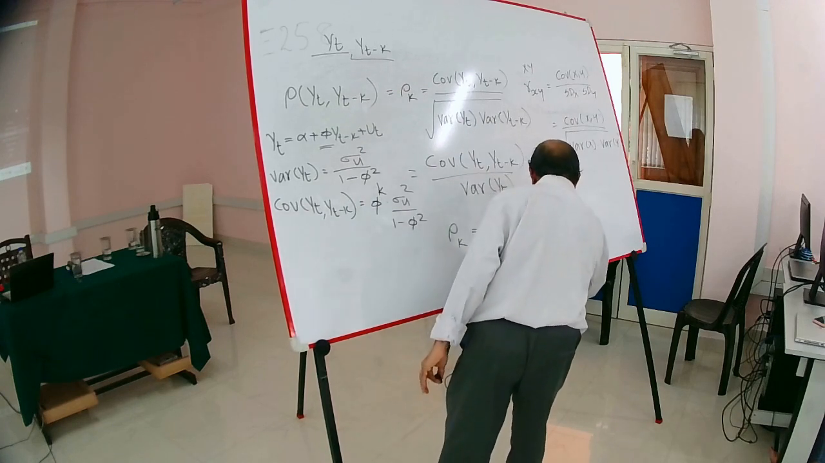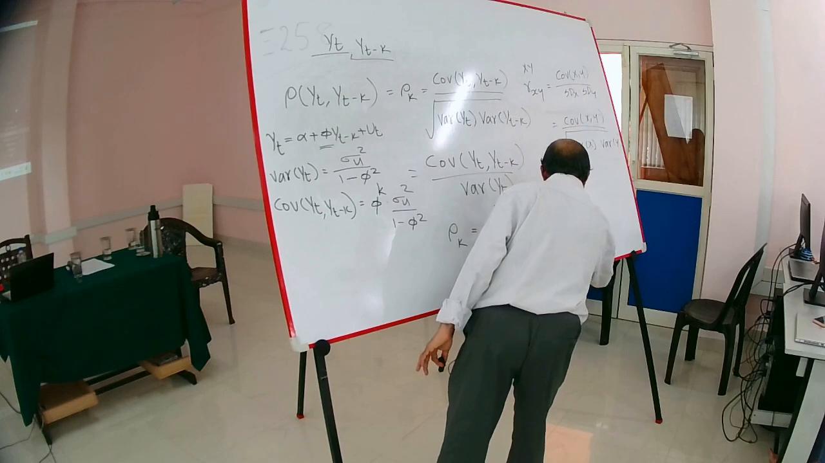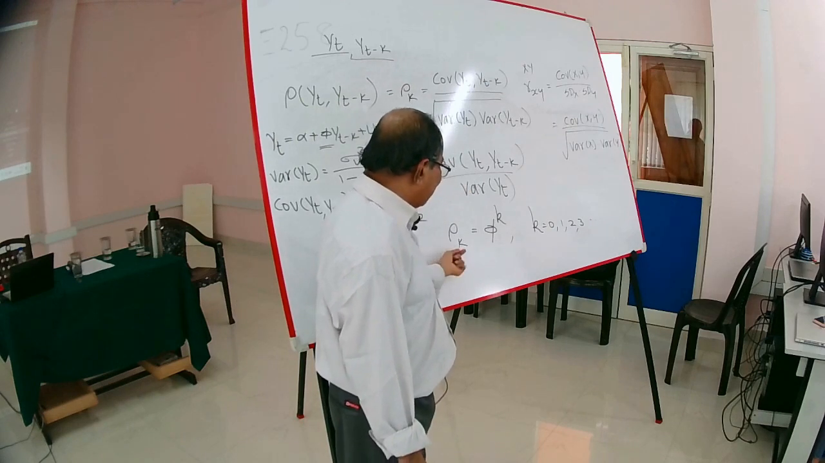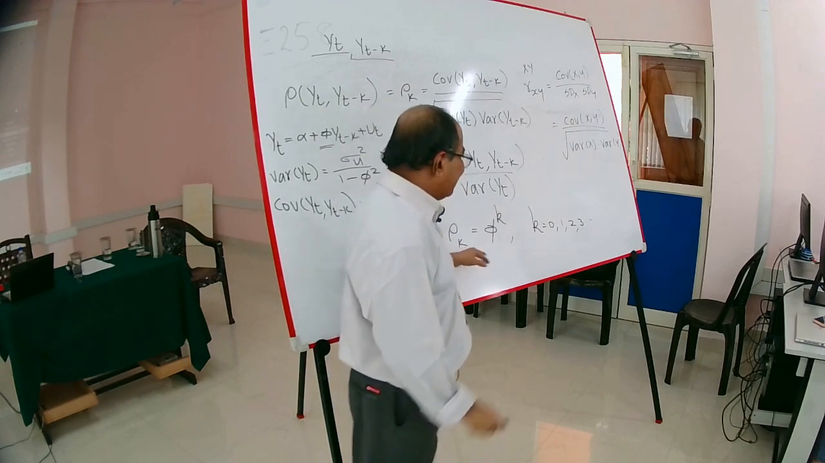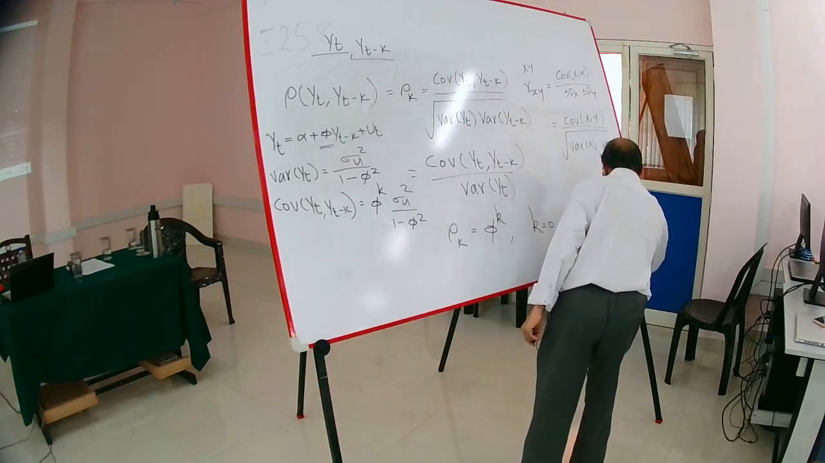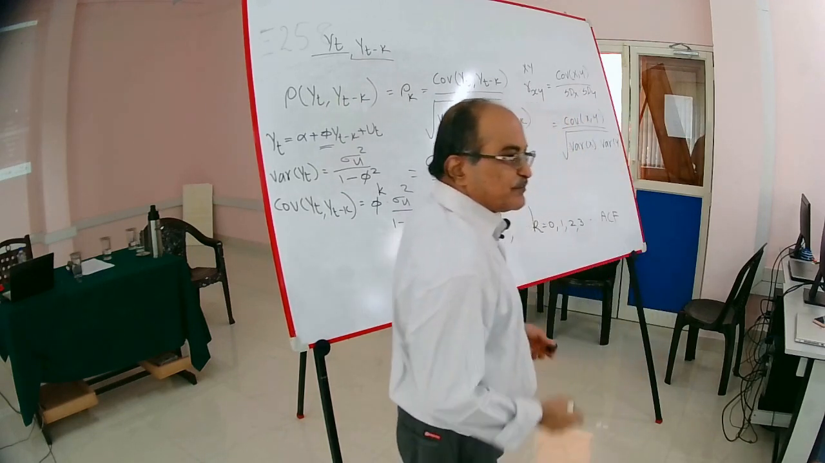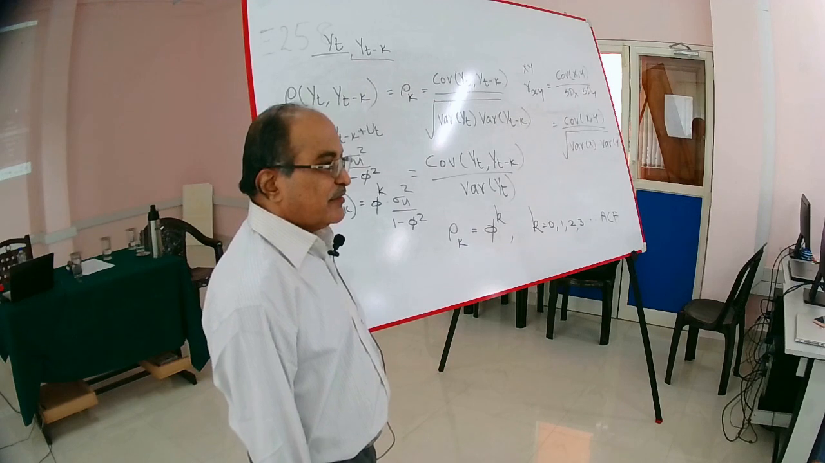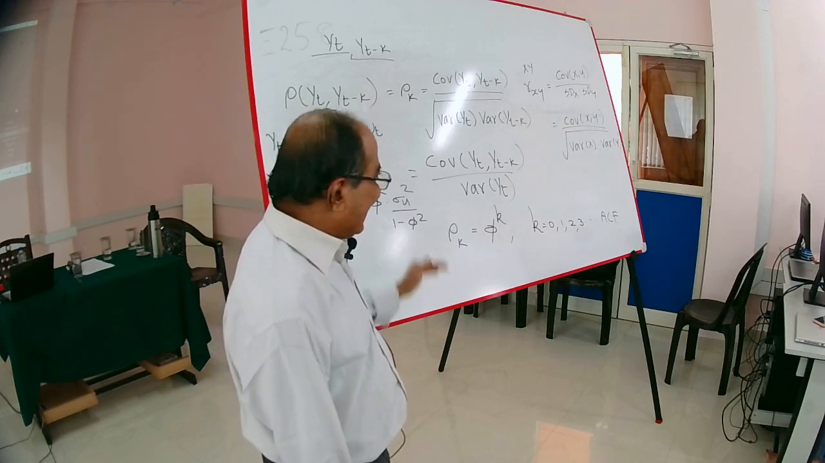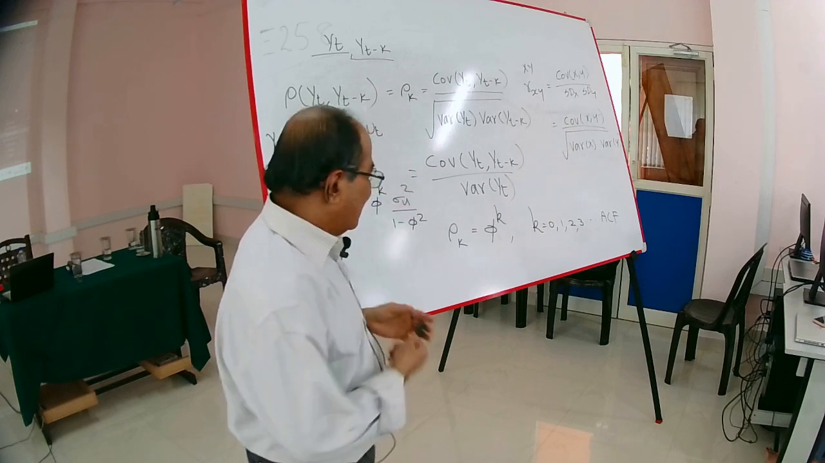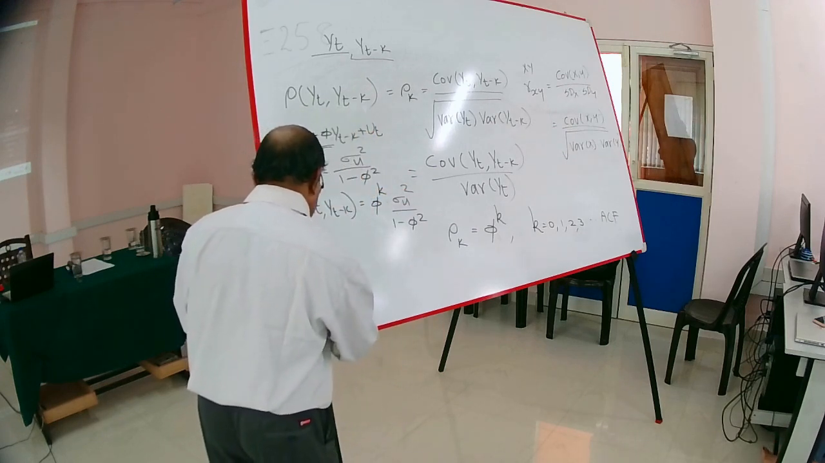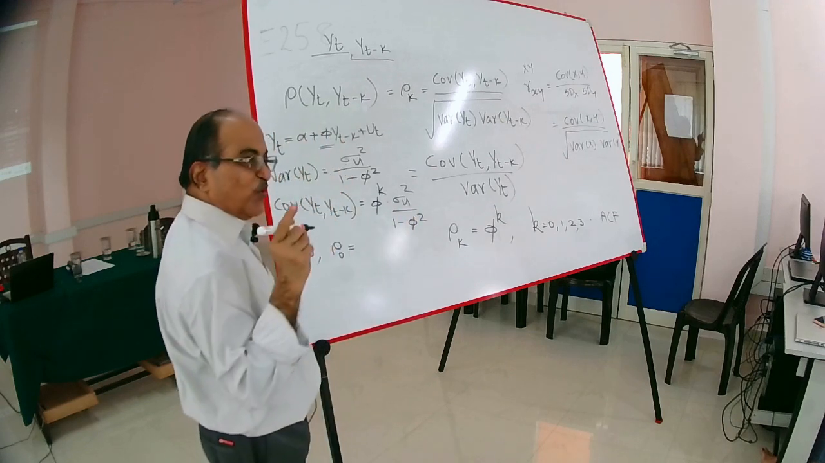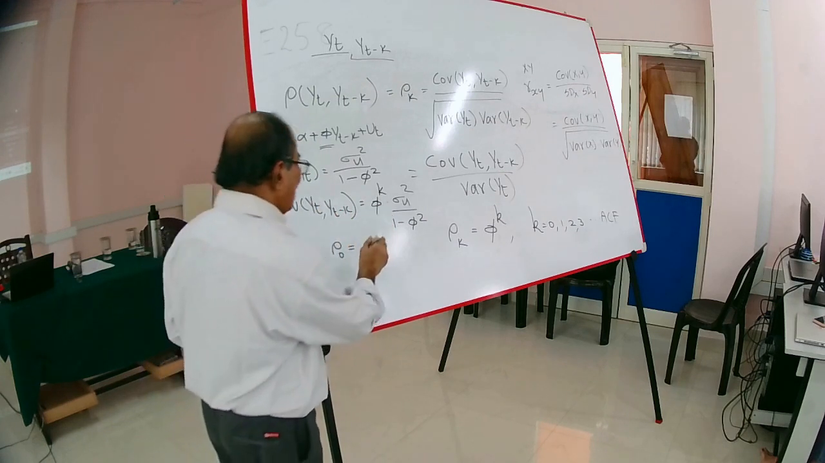And what is k? k is equal to 0, 1, 2, 3 and so on. That is, the autocorrelation coefficient is a function of the lag k. This is the autocorrelation function, ACF, for the first order autocorrelation. Phi power k. So if k equals 0, what do we get? Rho 0 is equal to phi power 0, that is equal to 1.